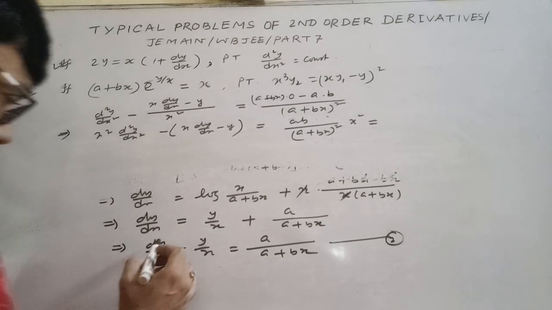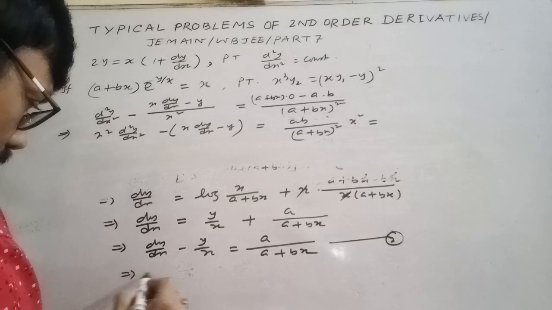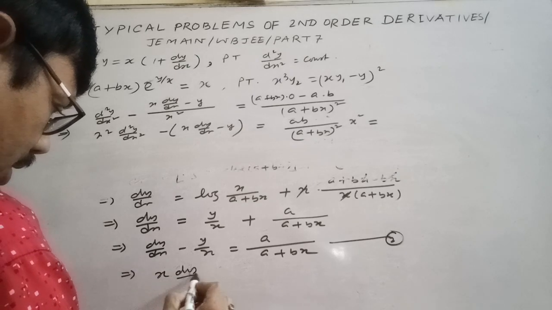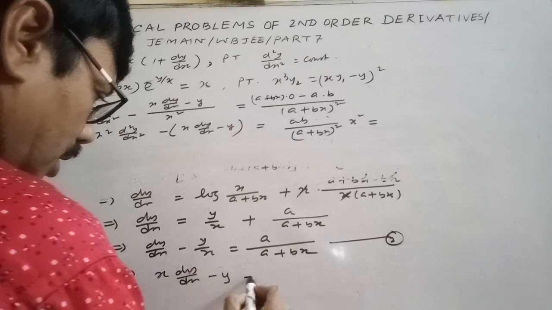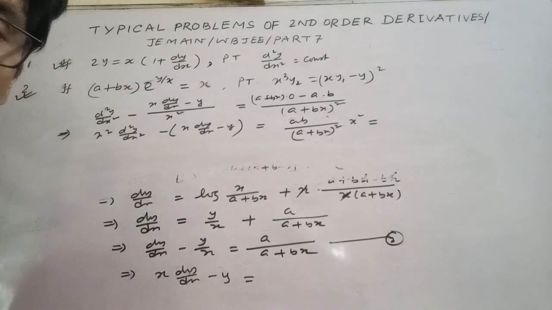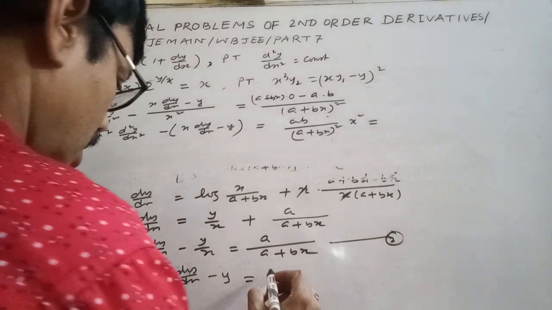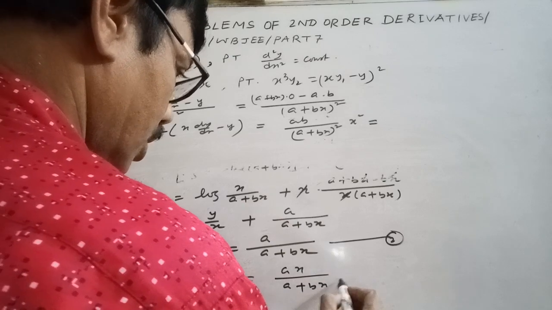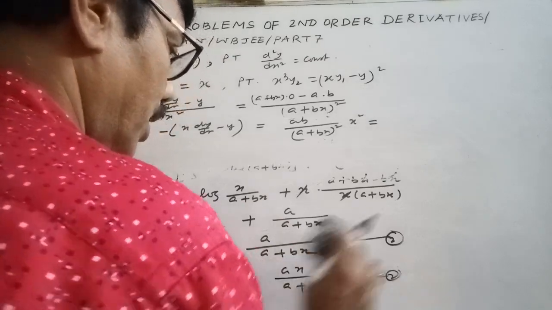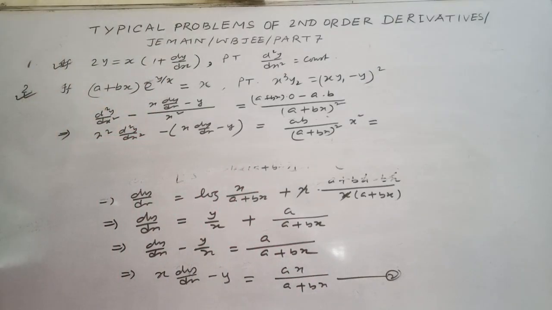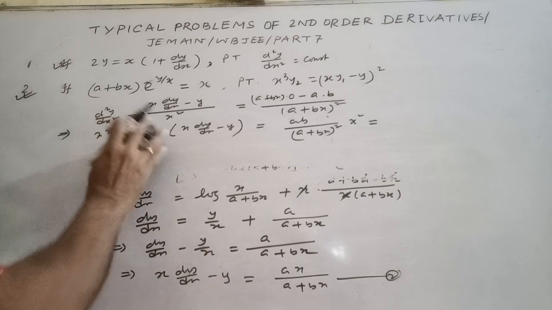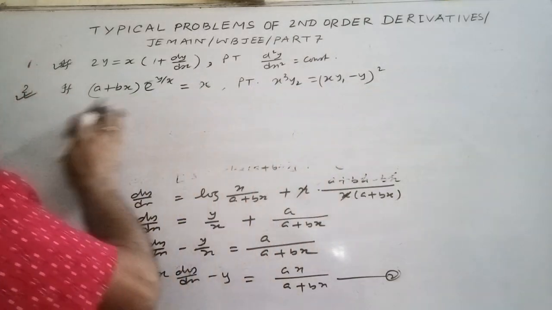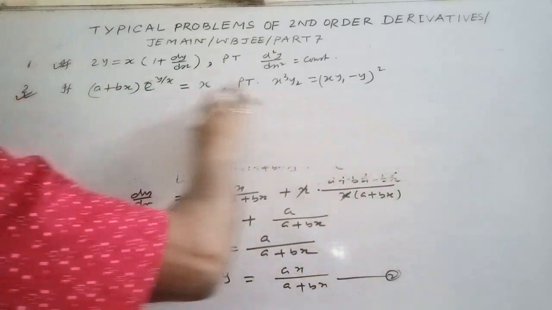So look, we are getting dy/dx. If you multiply by x, x dy/dx minus y equals ax by a plus bx. So the proof is given in this form: x y₁ minus y. That is why we are writing the problem in this form.